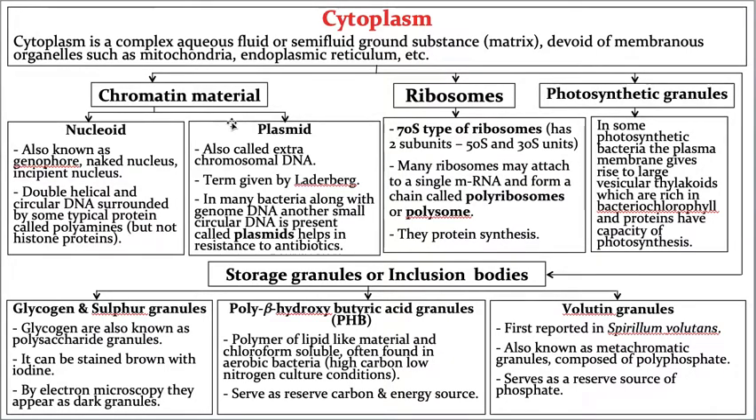For that, only nucleoid is not sufficient. That's why they are developing one more genetic material, extra chromosomal DNA. That extra chromosomal DNA is called a plasmid. This word is given by Lederberg. And what is the function of this plasmid? They are helpful in resistance to antibiotics.